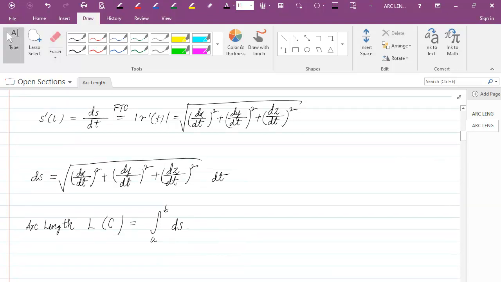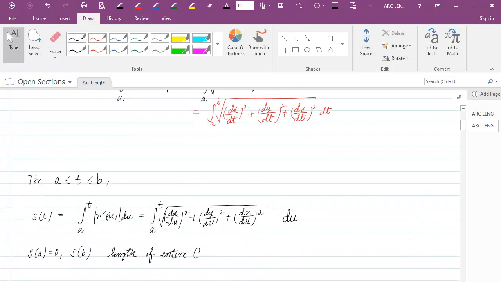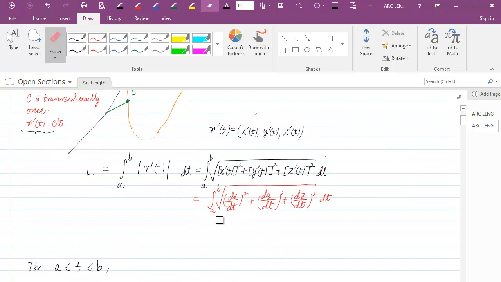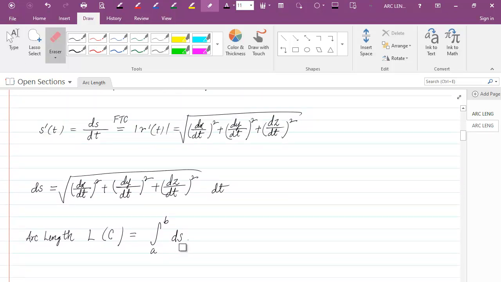And then we can write the arc length formula. That is, we can write the length formula for the curve C in terms of the integral from a to b of ds, where s is the arc length function. So recall that this is the length of the curve C, and the integrand here is exactly the integrand here multiplied by dt here. That's exactly the differential of the arc length function s.